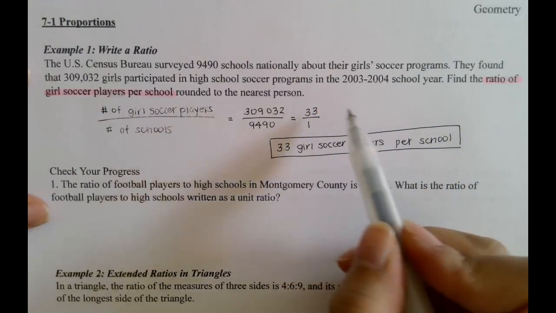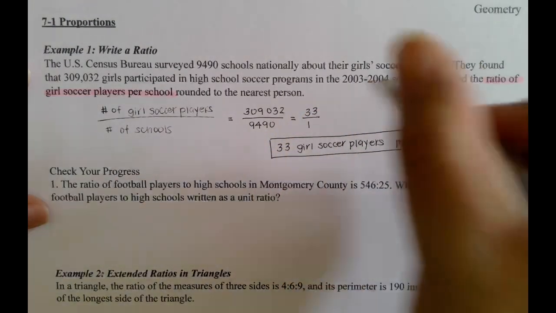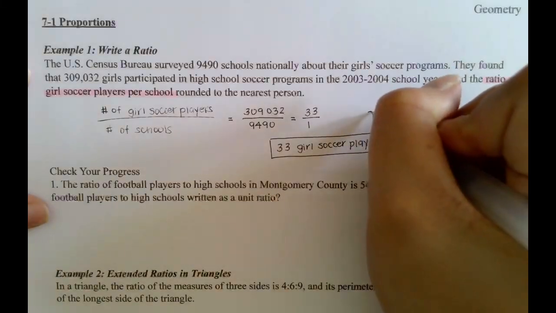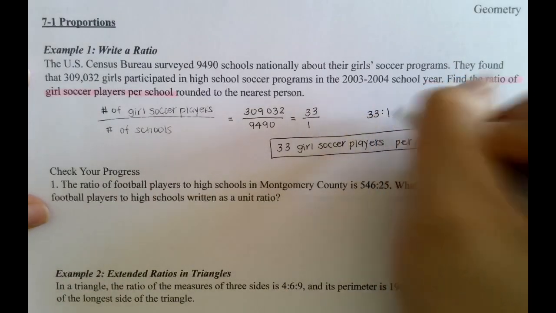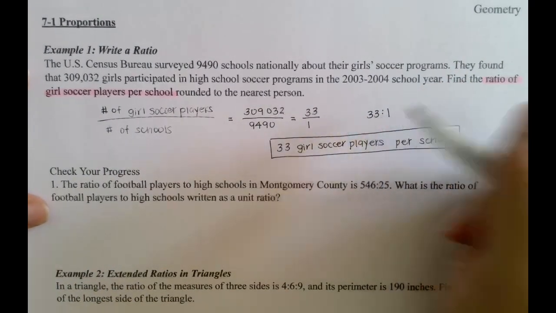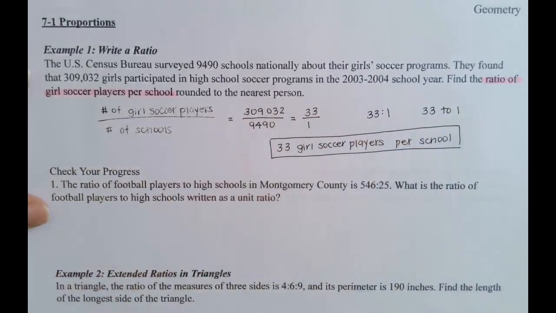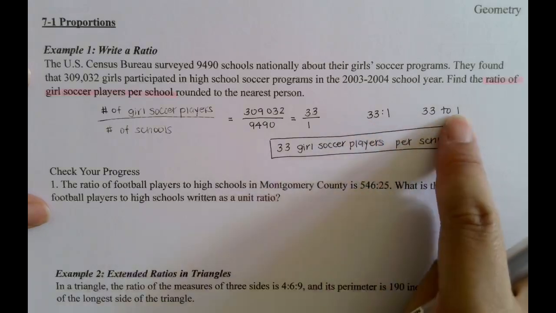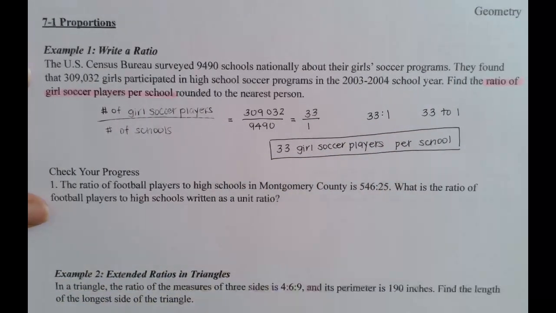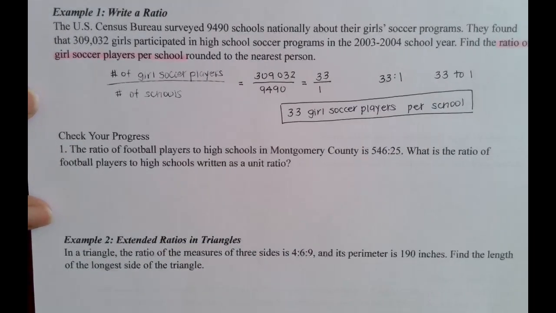So this is a fraction way of writing it, and this is a word way of writing it. We could have also done it like this: 33 girls soccer players to one school, or we can say 33 to 1. Three different ways to write our ratio here. Why don't you try CYP1, and then once you're done, come check your answer.